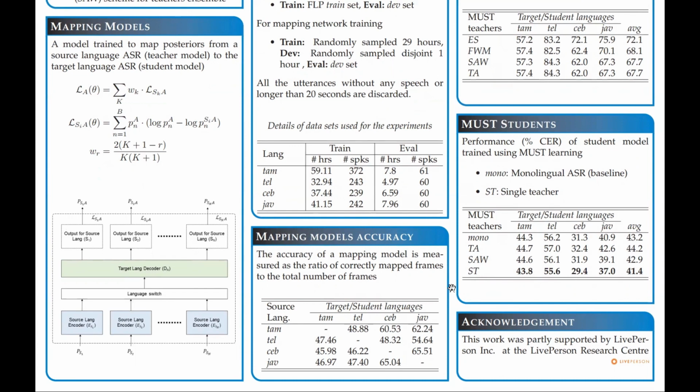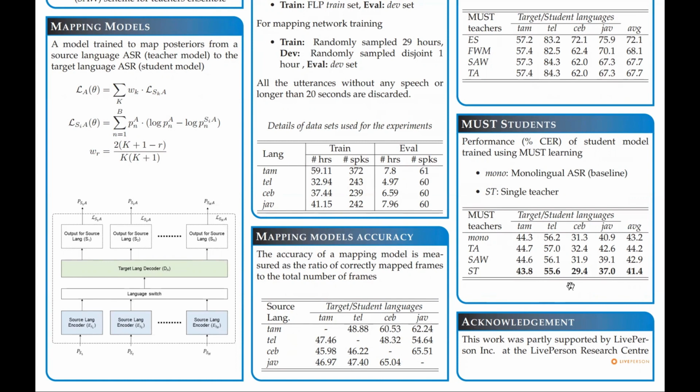For example, for Tamil, the performance of the mapping model is in the range of 45 to 47, and you can see in the result for Tamil that it's 44.3% for the monolingual baseline, and it only improved to 43.8% even with the single teacher. But because the performance of the mapping model is fairly good for Javanese, you can see that it goes from 41.9 to 37%, which is about 4% improvement. So the performance basically depends on the performance of the mapping model. We selected one single teacher which is closer to the target language. For example, for Javanese it will be Cebuano, which is 65%, and in the Cebuano case, it will be Javanese, which is 65, the maximum among them.